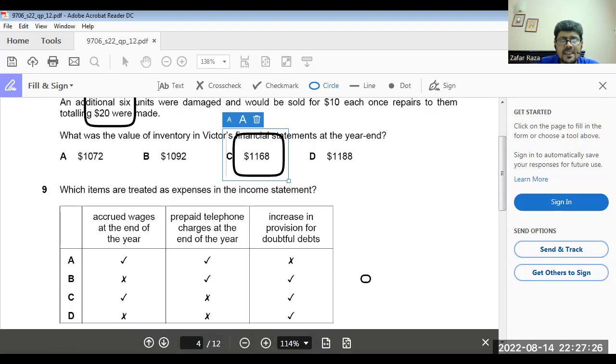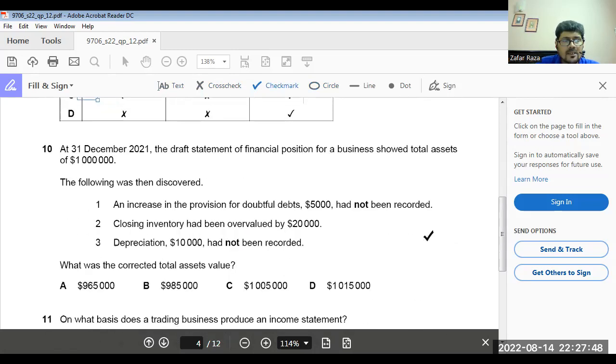Which items are treated as expenses in the income statement? Accrued wages, yes. Prepaid telephone expenses, no. Increase in provision for doubtful debts, yes. So option C should be the answer. Okay. Now, question number 10.